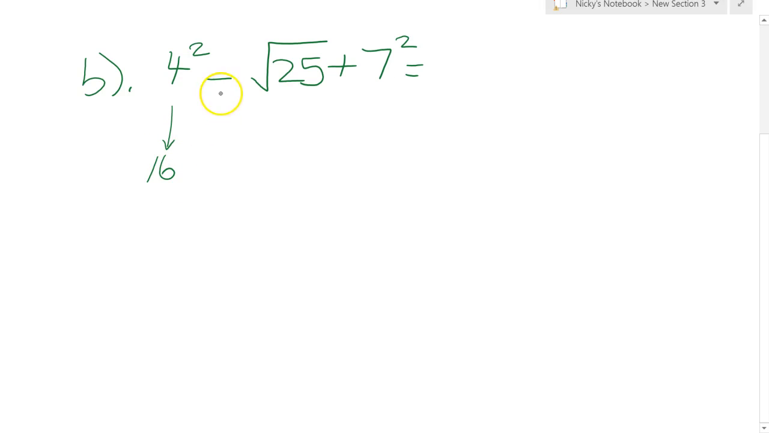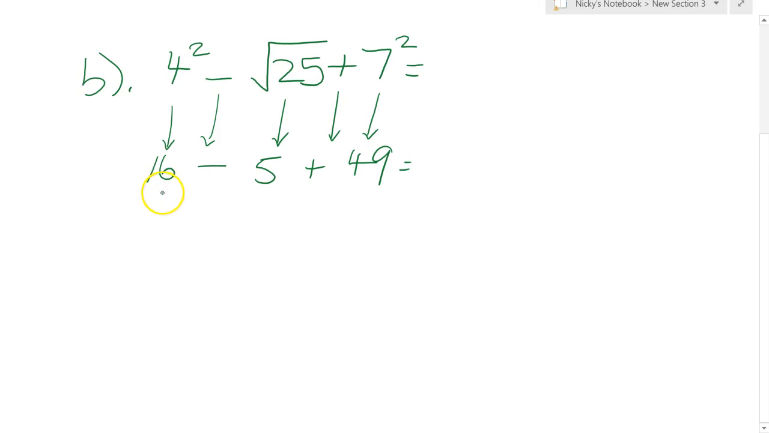So 4 squared minus the square root of 25 plus 7 squared. Again, we're going to work out each individual one before we actually try to figure out the answer. So 4 squared is the same as 16. The subtraction stays the same. The square root of 25 is 5, because 5 times 5 gives us 25. The plus stays the same, and 7 squared is 49. 7 times 7.